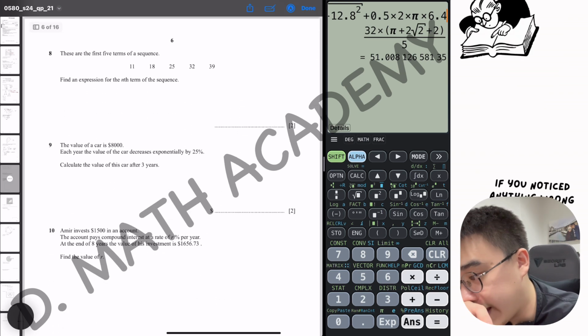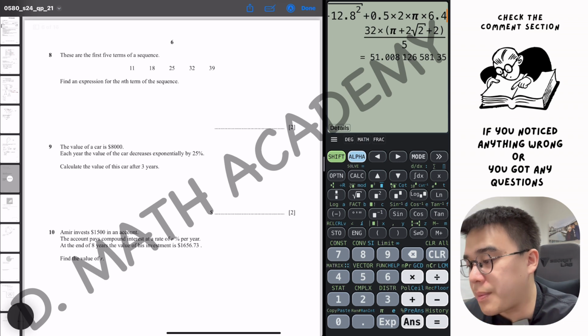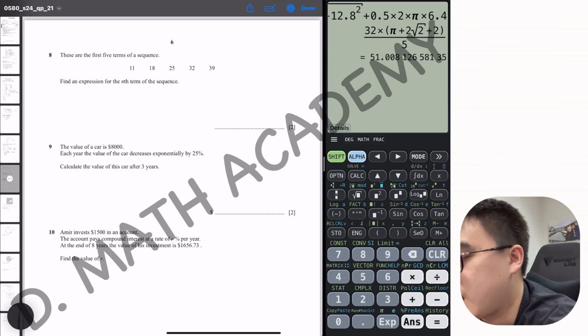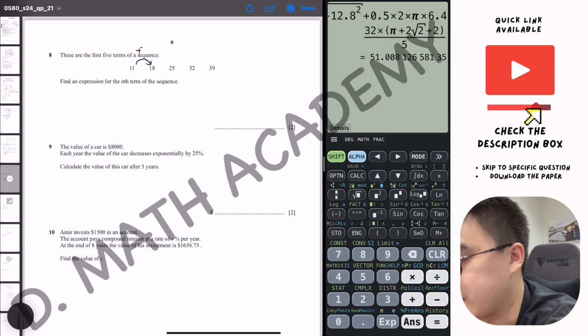Moving on to question 8, finding the end term. Apparently, every single time when we go forward, it's going to increase by 7.